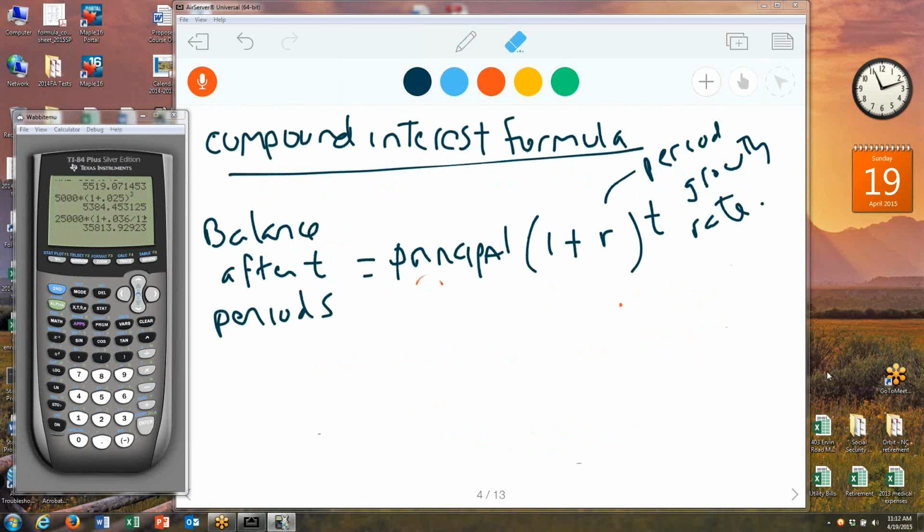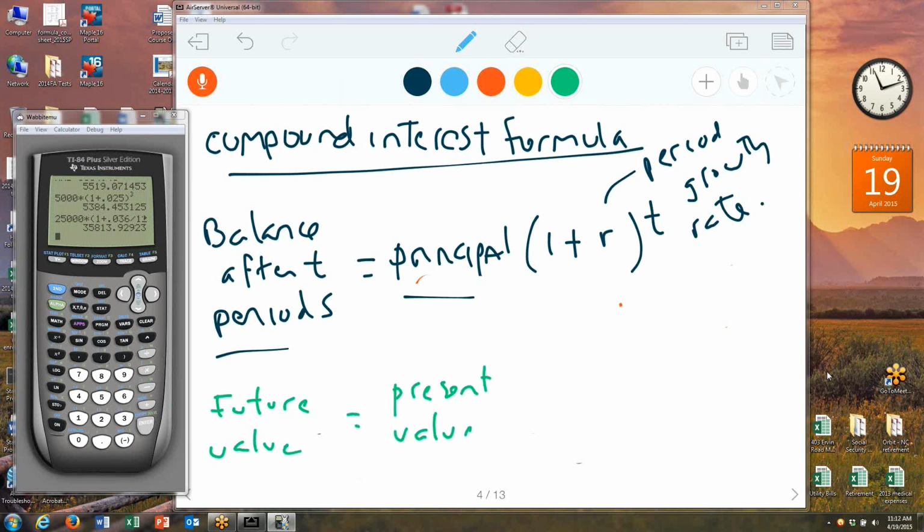Now another way you can think of this formula is, instead of talking like what you started with and the balance after t periods, you can rewrite this formula as your future value equals your principal, what you started with, so that's going to be your present value. Just another way you can think of it, times 1 plus r to the t power, where that r is still the period growth rate, so you've got to divide by how many compoundings there are, and then the t is the number of periods.